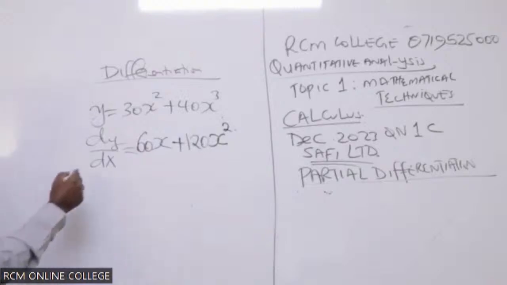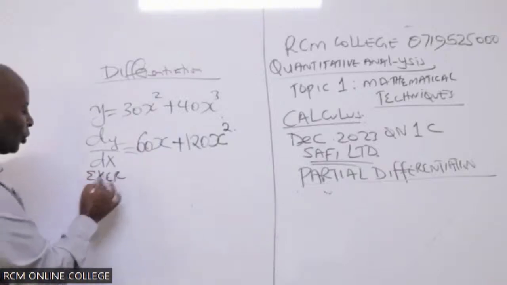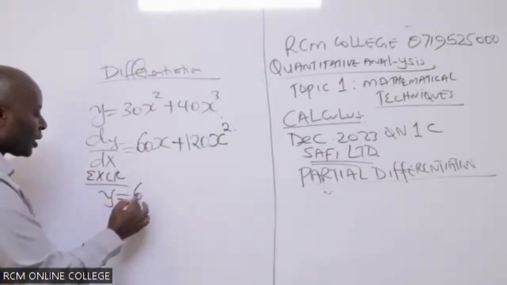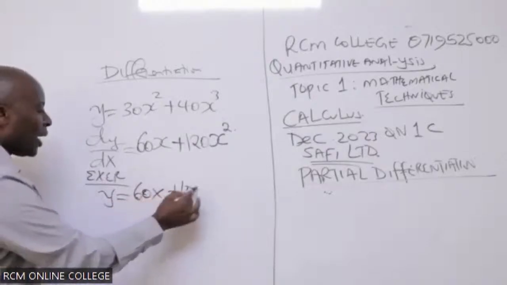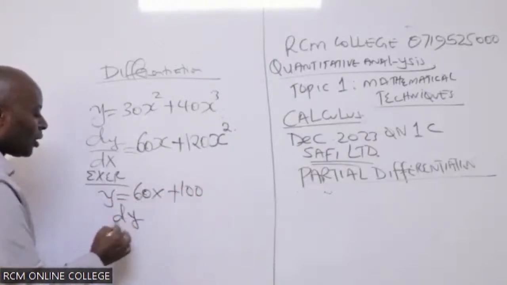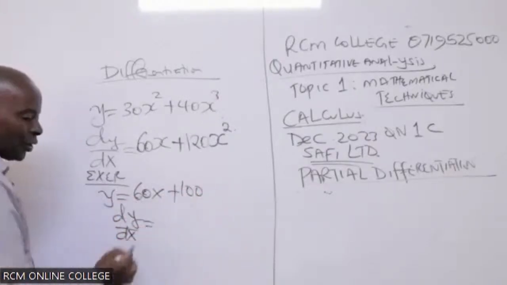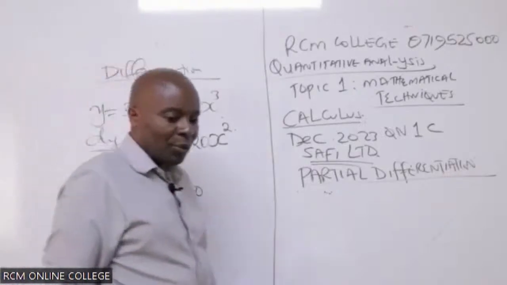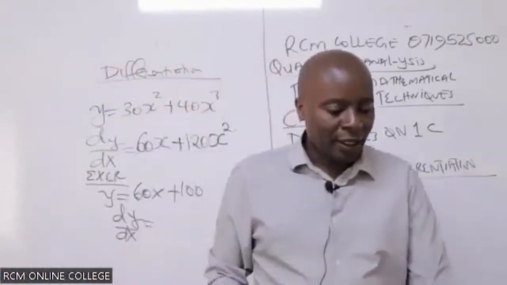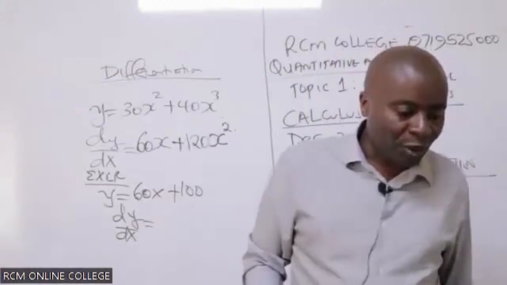Another exercise, ladies and gentlemen, and I would want to throw it to you. y equals 60x plus 100. Let me see whether there is anybody who will be able to differentiate this.